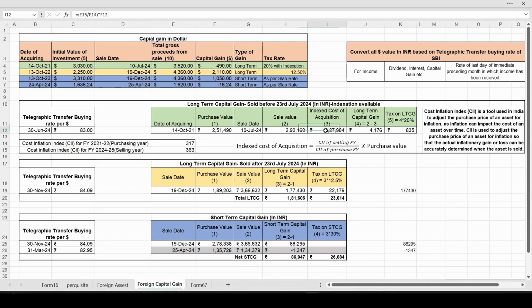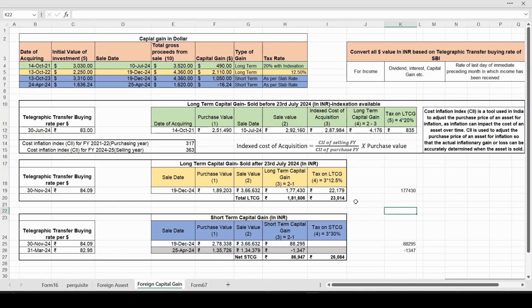So our index cost of acquisition would be CII of the selling year divided by CII of the purchase year, multiplied by purchase value. So our long-term capital gain would be sell value minus index cost of acquisition. And it would be taxed at the rate of 20% because shares have been sold before 23rd July 2024.